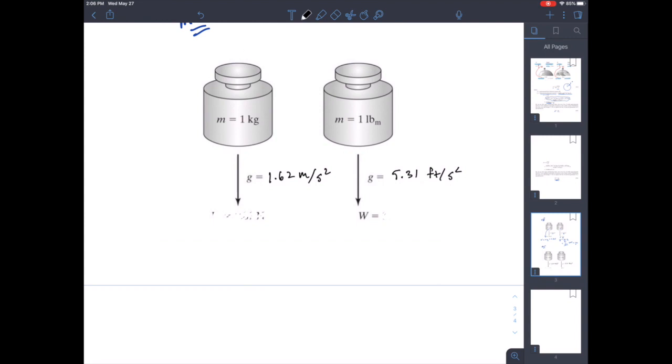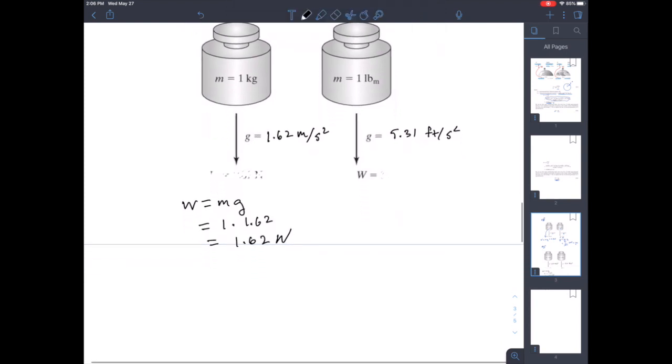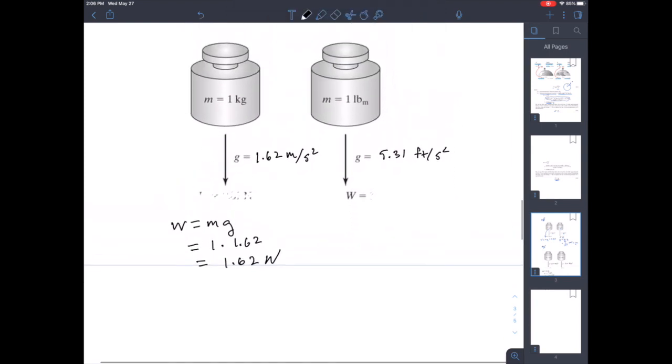Okay, so if we do that, we take W is equal to M times G in the metric system. Everything works good because the mass is already in kilograms. That's already a standard unit. So we do 1 times 1.62 and we get 1.62 newtons. Easy enough. It's easy under the SI system.